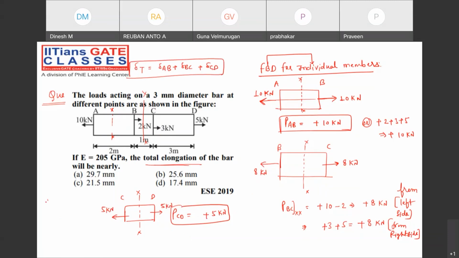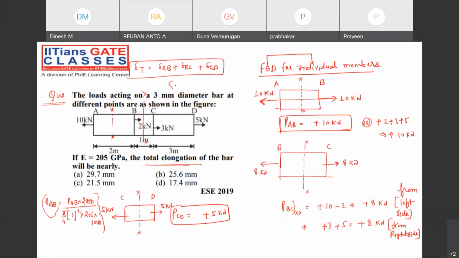Now, I'll just give the idea. AB will be what? PAB. Length of AB will be what? 2 meter. Convert it in terms of mm: 2000 mm. PL divided by area. What will be the area? 3 mm diameter, pi by 4 into 3 square. And what is the Young's modulus? 205 into 1000. That is the way to calculate delta AB. Similarly, calculate delta BC. Similarly, calculate delta CD.